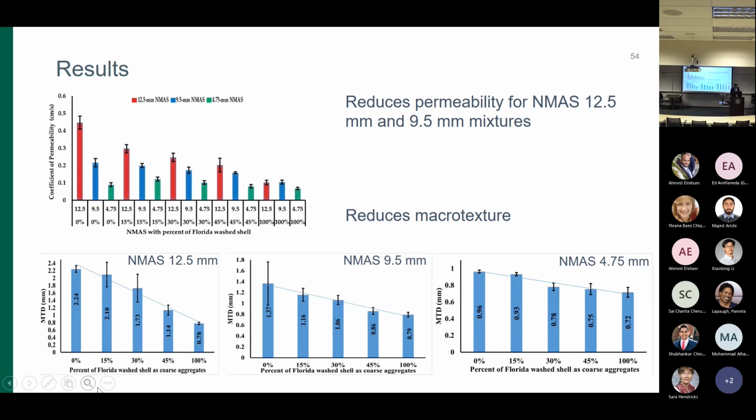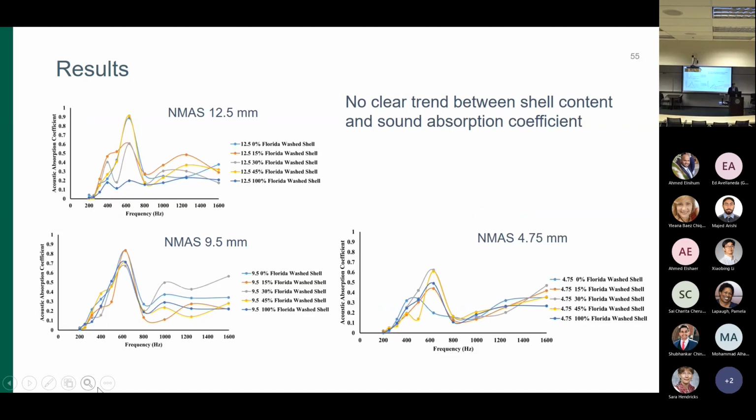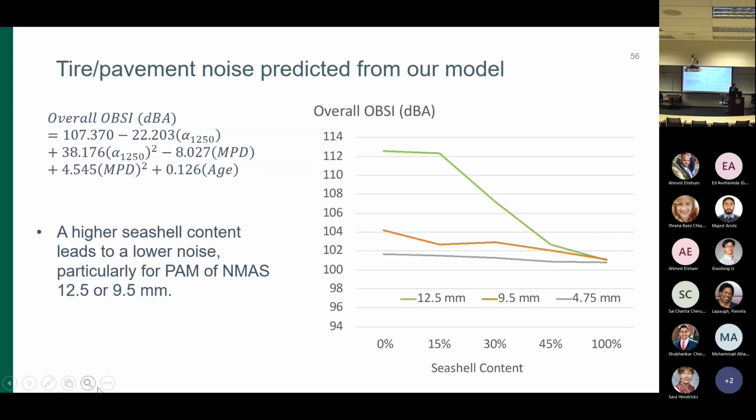So when we include both, we also measured the sound absorption of the mixture designs in the lab. When we include both physical pieces of information, the impact of the seashell material in the porous asphalt mixture on the macro texture and on the sound absorption, and plug both into the model that we developed previously, we can predict the overall onboard sound intensity.